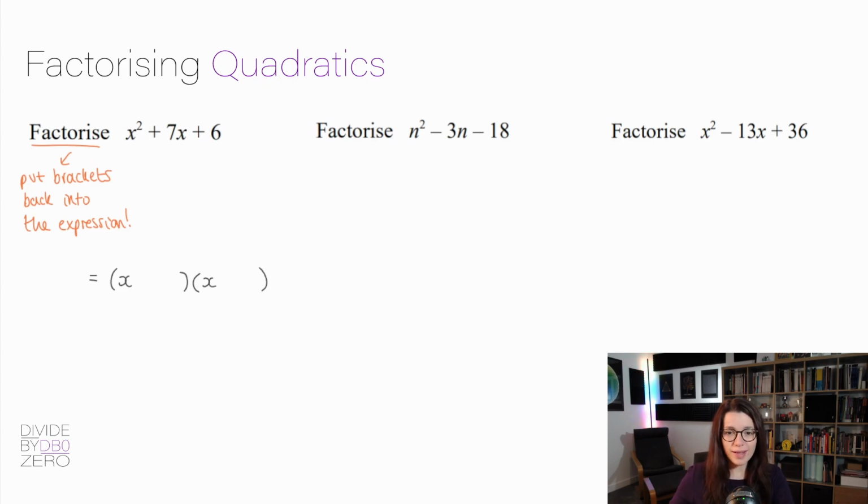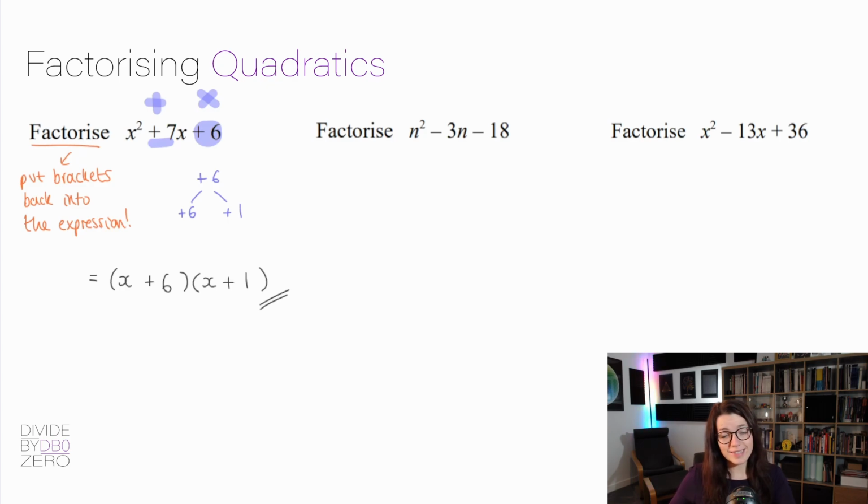Then, to work out what else goes in the brackets, we need to think about two numbers that multiply to give plus 6, but at the same time add to give 7. So we want two numbers that multiply to give plus 6, but also add to give plus 7, and that works out to be plus 6 and plus 1. Once you know this, you can put those numbers inside your brackets with the x's, and you're done.